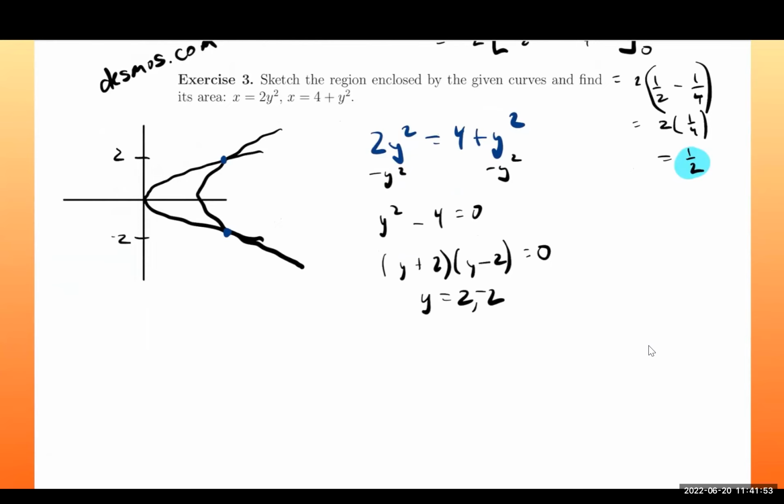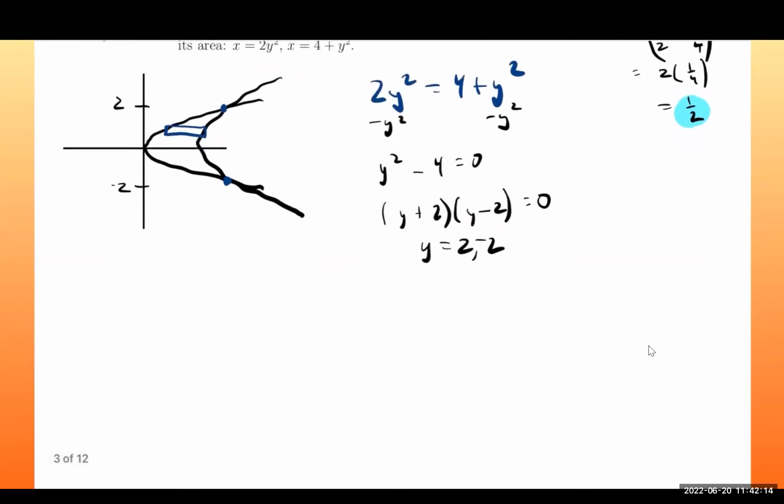So this time it makes more sense to integrate with respect to y because our rectangles are going to be sideways. As you can see, it's easier to integrate top, bottom, as opposed to left, right. And it makes sense because you can see that the functions are x in terms of y as opposed to y in terms of x. So our integral will look slightly different now.